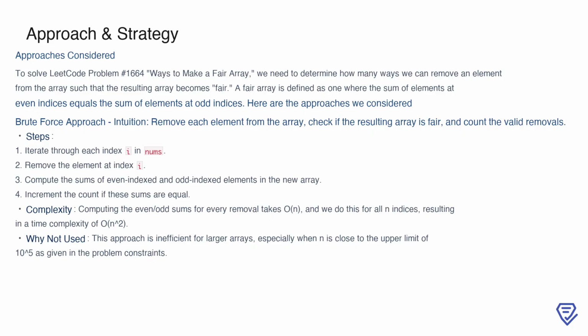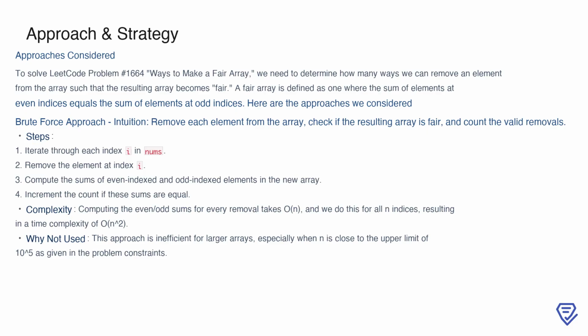To solve the problem of finding how many ways we can make an array fair by removing a single element, we first considered a brute force approach. The idea here is straightforward. For each element in the array, we remove it, calculate the sum of elements at even indices and odd indices in the resulting array, and check if these sums are equal. If they are, we count it as a valid removal.